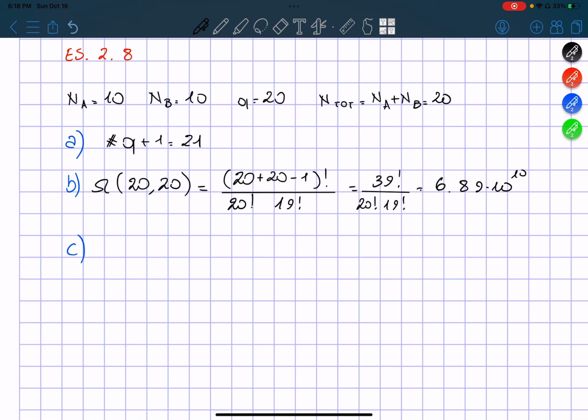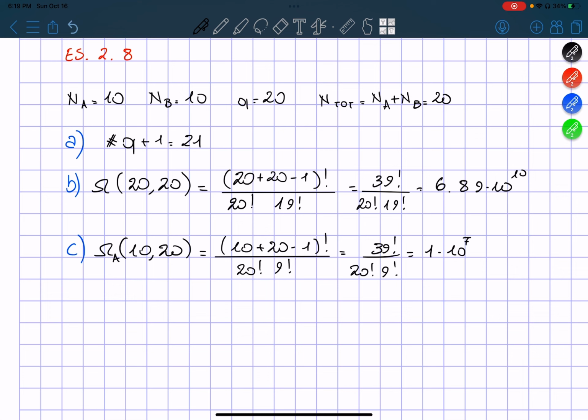Now for C, we have a similar system in thermal equilibrium, with the probability of finding all the energies in solid A. So the microstates for solid A are going to be, well, 10 oscillators, 20 units of energy, which is equal to (10 plus 20 minus 1) factorial divided by 20 factorial times 9 factorial. This is equal to 39 factorial divided by 20 factorial times 9 factorial, which I'm just going to round to 1 times 10 to the power of 7.